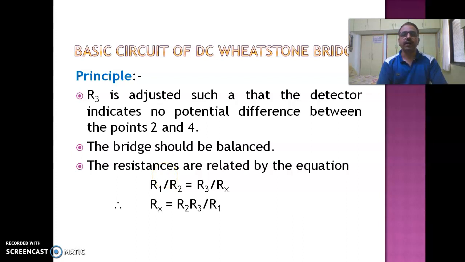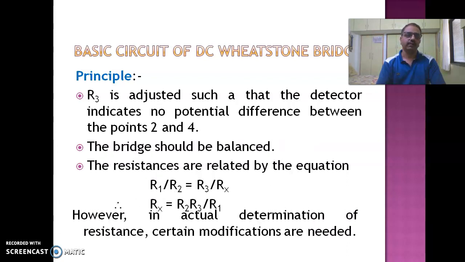Once you attain the null deflection point, the resistances are related by the equation R1 divided by R2 is equal to R3 divided by Rx. So from this relation you can calculate Rx as R2 times R3 divided by R1, where Rx is the unknown resistance. Once you calculate the unknown resistance, take its reciprocal, you will get the observed conductance, and from that you can calculate either specific conductance, equivalent conductance or molecular conductance.